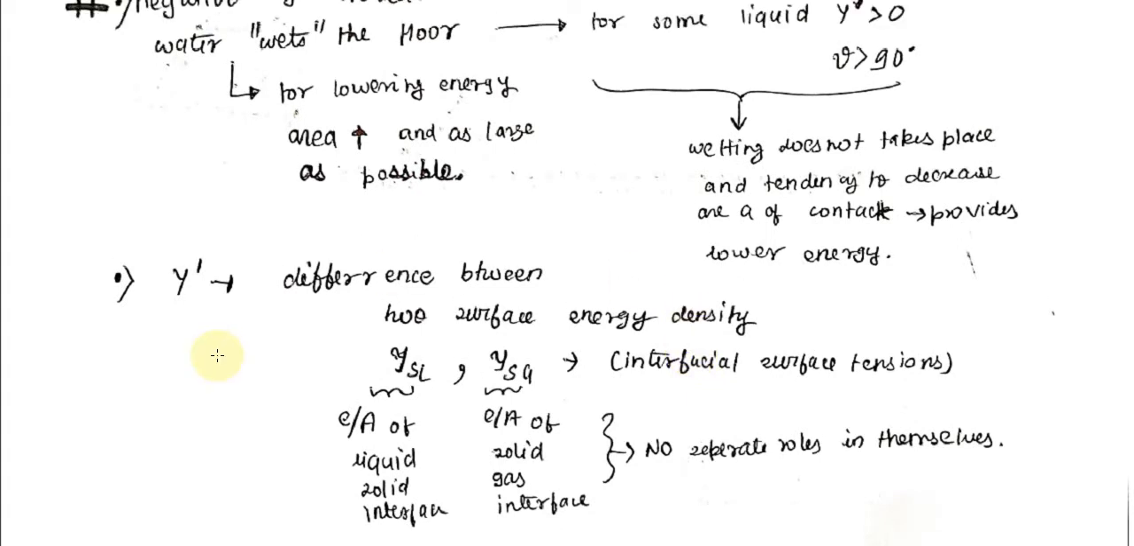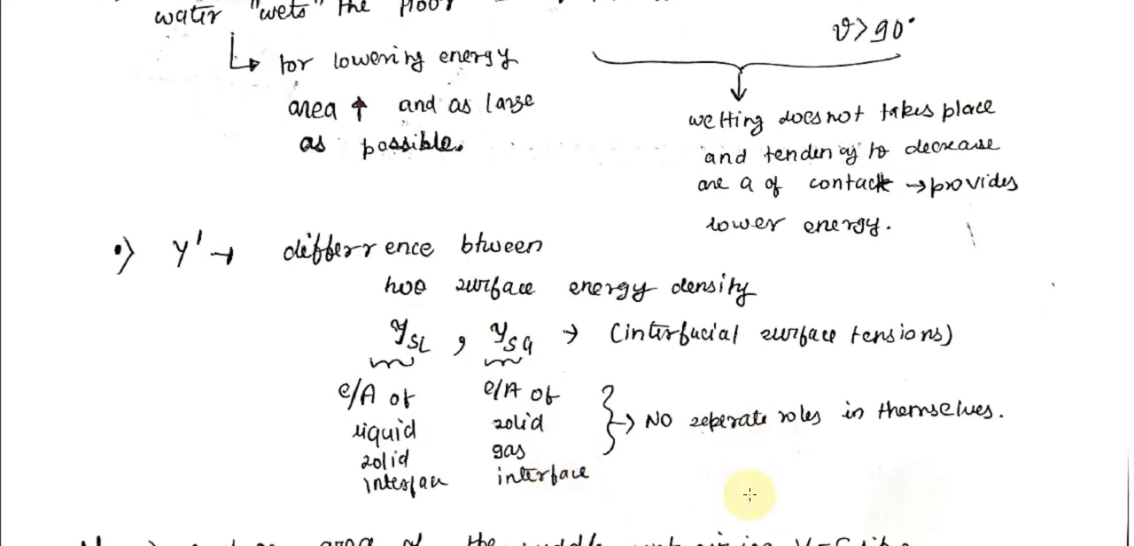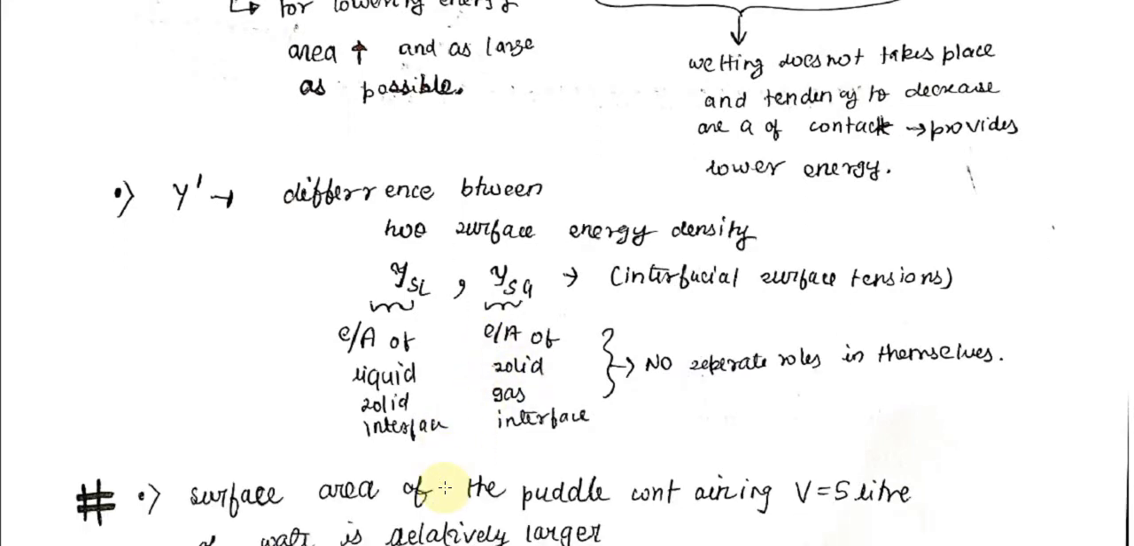Okay, so gamma dash can be easily written as the energy difference between the two surface densities: gamma SL, the energy per unit area of the liquid solid interface, and gamma SG, the energy per unit area of the solid gas interface. Individually they do not have separate roles, meaning they are not defining something very unique.